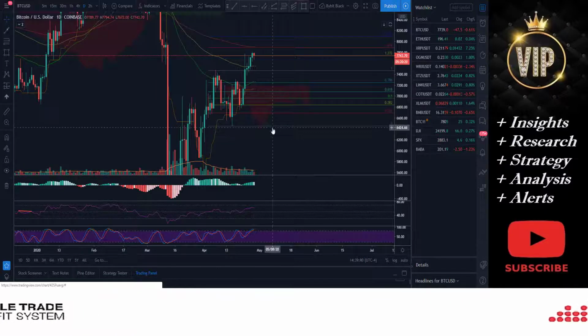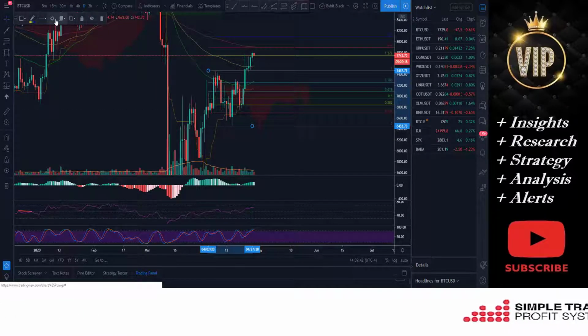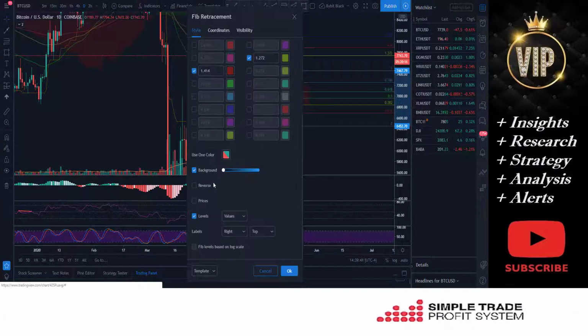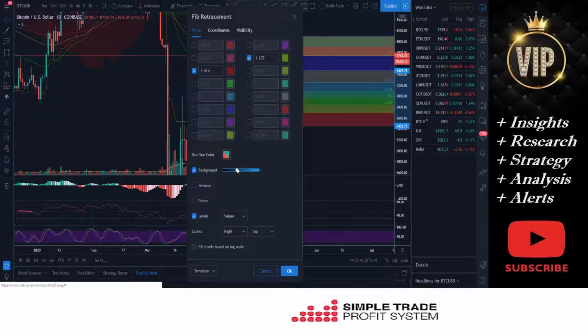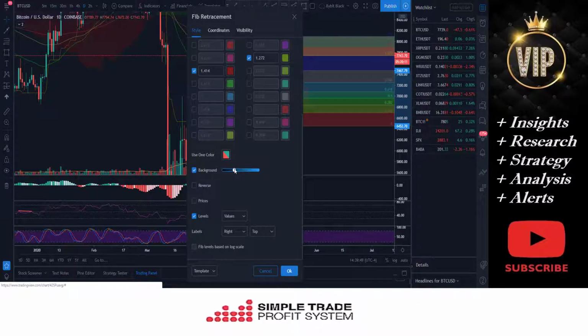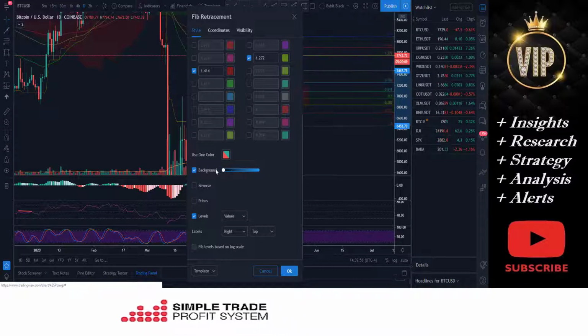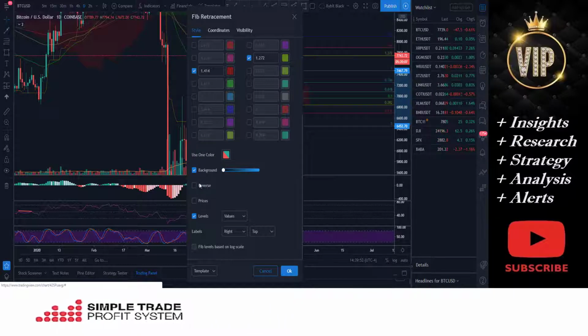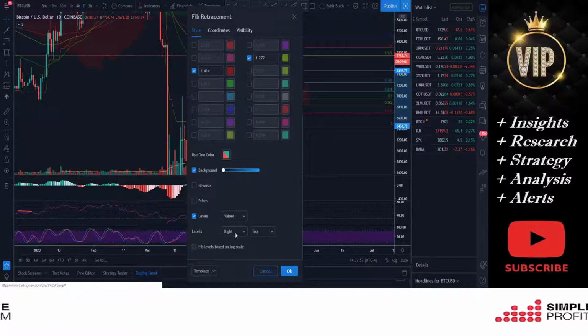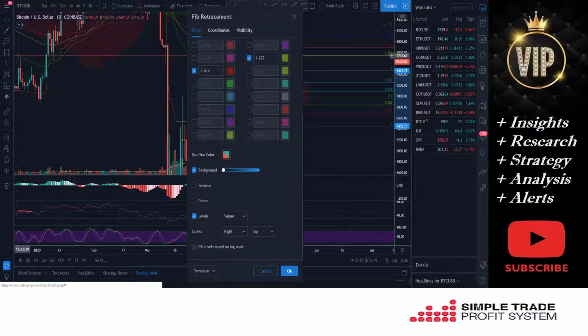And then I also like to, because if you have the backgrounds on there, it just gets too cluttered. You have this background that will kind of make a cloud over each level. I turn that off. I turn off prices, and I just have the levels, and I have my labels on the right. So they're right here, not over here on the left.